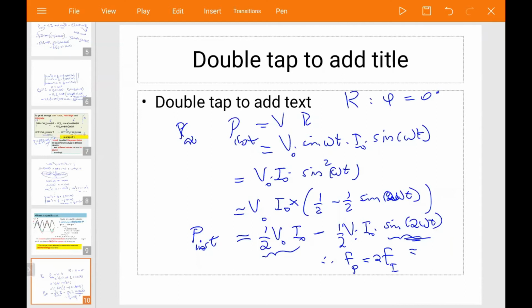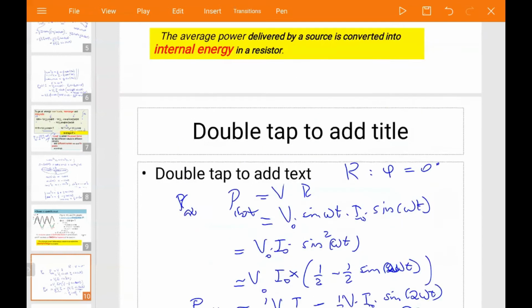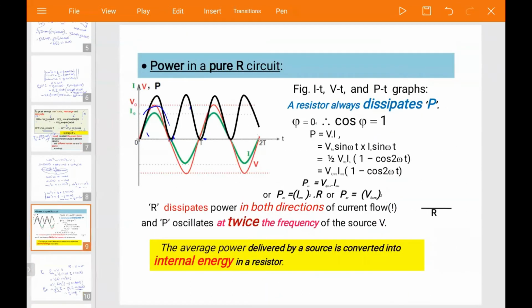I'm done. I'm going to take you to the other circuit. And look at this thing here. One cycle of the current and the voltage, green and red lines, the black line, one cycle repeats itself 2 cycles. So that tells you graphically and mathematically that the frequency of power is twice the frequency of current. That's it, ladies and gentlemen. You also find it in the notes.